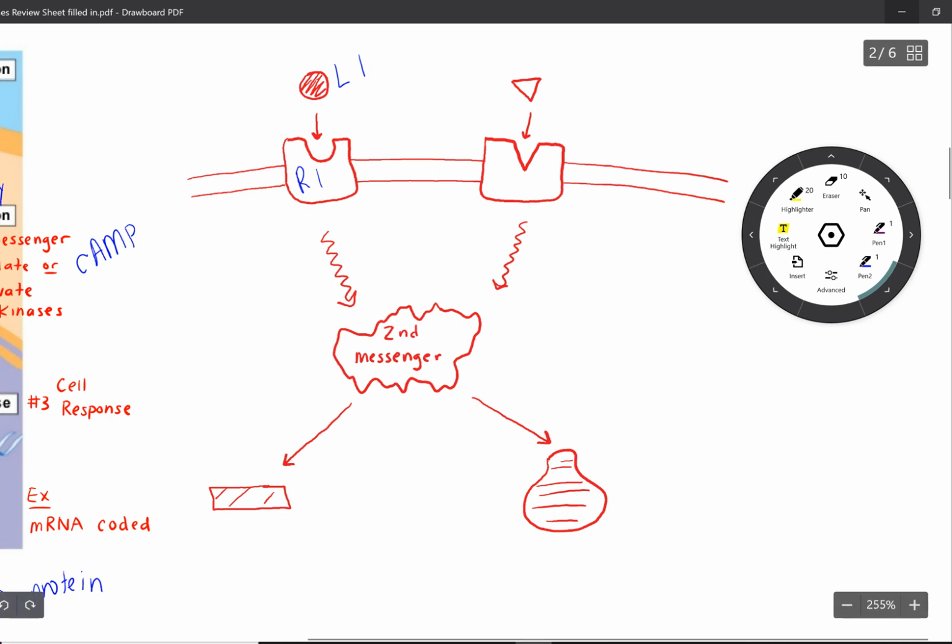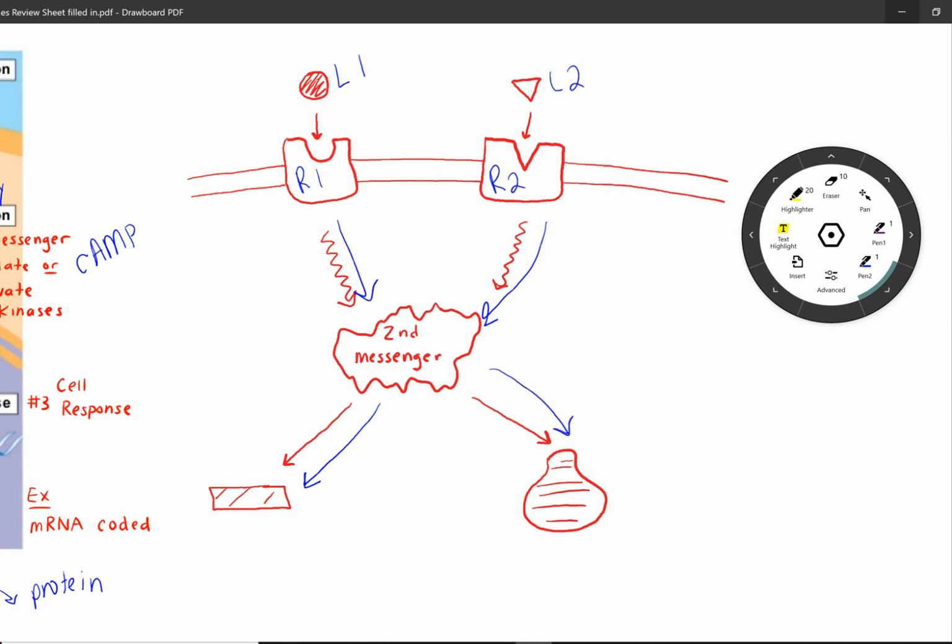And in this case, the signal can be sent. There's a second messenger, and it may go on to code for the square enzyme or activate the square enzyme, whatever. The triangle, which we'll call ligand 2, which will go to receptor 2, could go to the same second messenger but have nothing to do with the rectangle and go on to make this blob-looking thing.